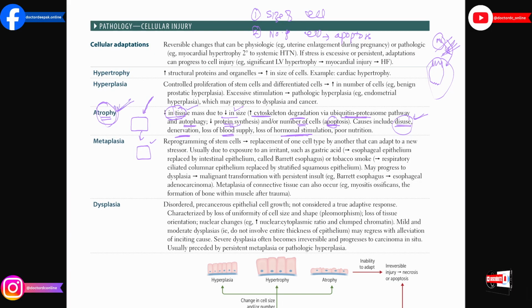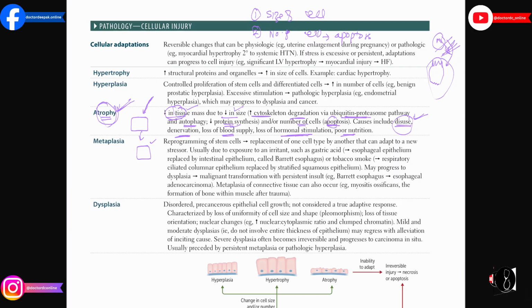And another example is poor nutrition. If you are not eating well, if your diet is not full of nutrients, then automatically your body will not get all the proper nutrients. Your cells and body are not going to increase; they will automatically decrease in size. So here they mention some causes which can lead to atrophy: disuse, denervation, loss of blood supply, loss of hormonal stimulation, and poor nutrition.